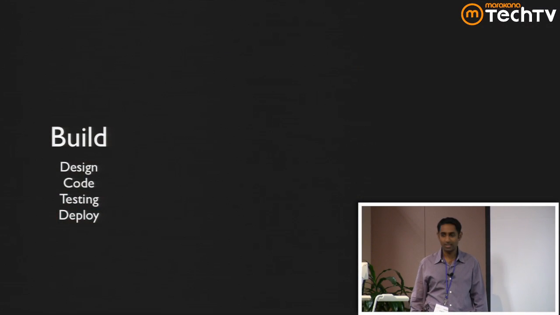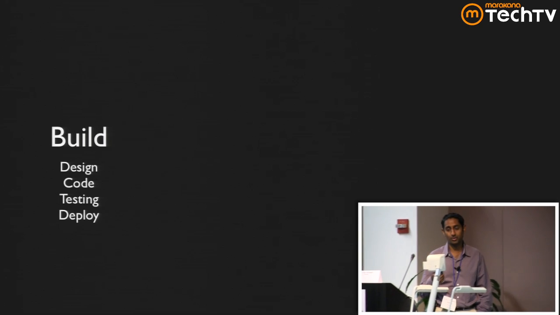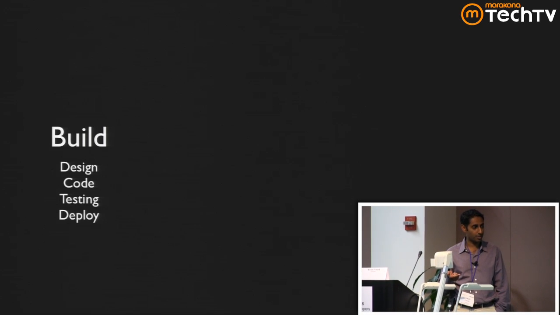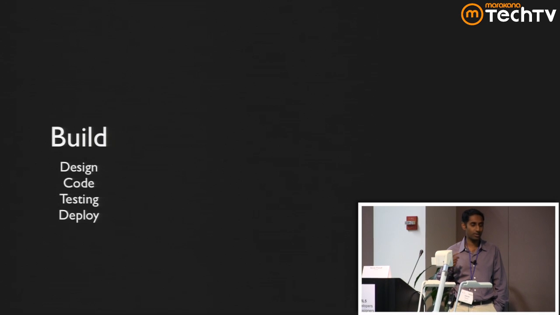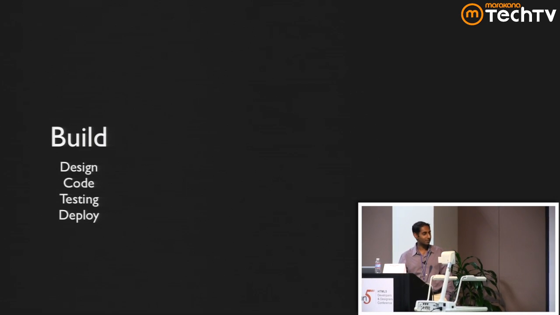Anybody who's building products is probably pretty familiar with these 4 stages of building. We have the design. This is product design, UI design, technical design. Then you usually go into code, you have some testing, and you have some deploy, and you do this many, many times. Hopefully at some point you have a product that pops out.